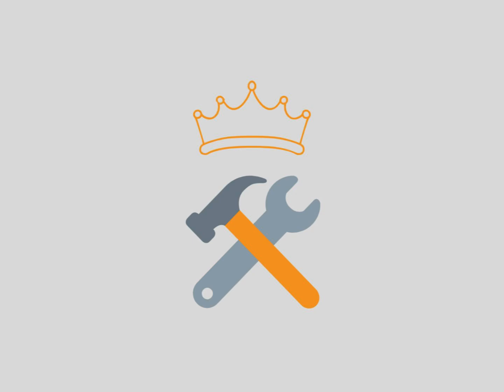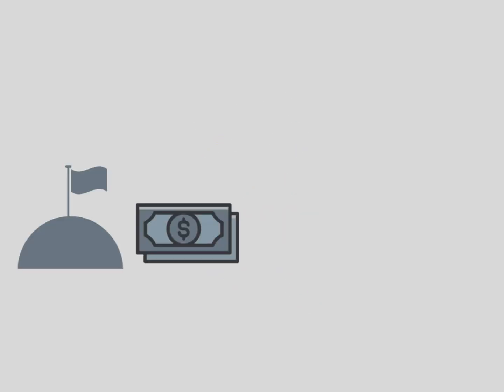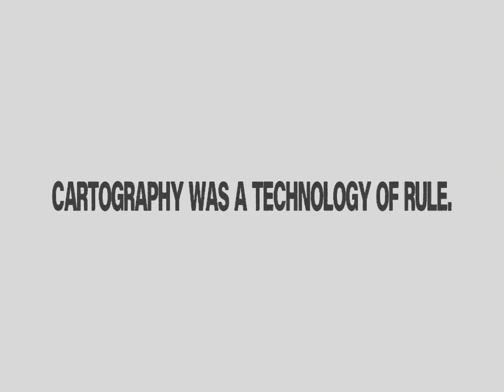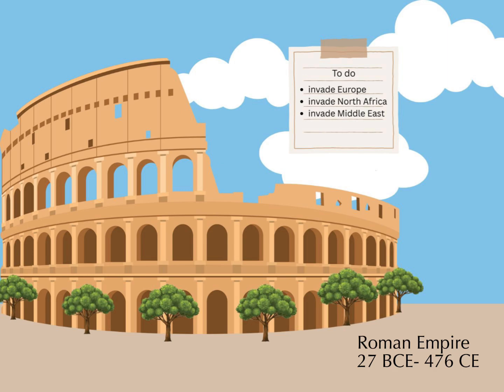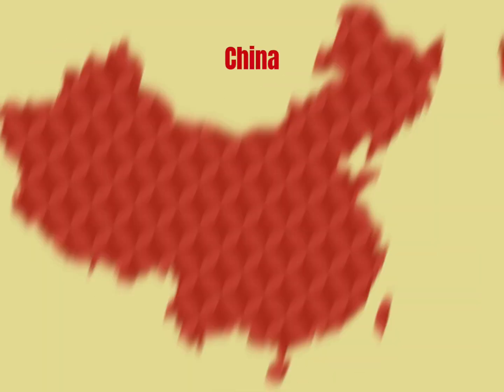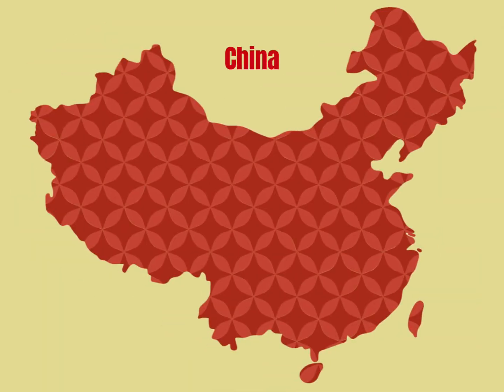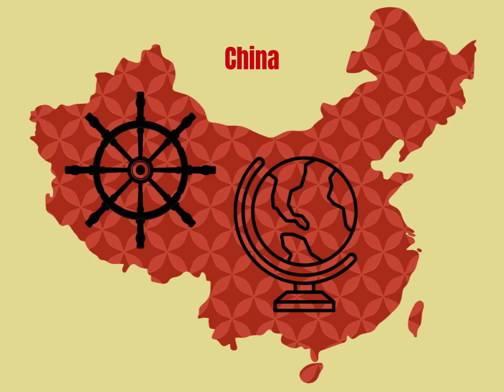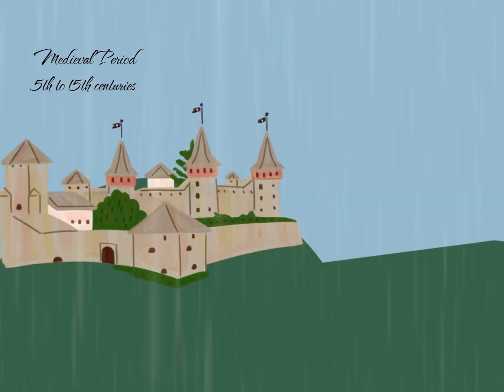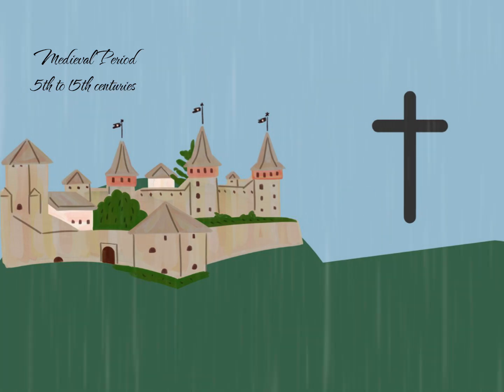Maps were tools of empire. Historically, maps were used to plan conquests, extract resources, control populations, and justify ownership. Cartography was a technology of rule. The Roman Empire used maps for administration, while the Chinese became more sophisticated in maritime and terrestrial cartography from the 5th century BCE. During the medieval period, maps were highly religious and symbolic rather than accurately scaled.